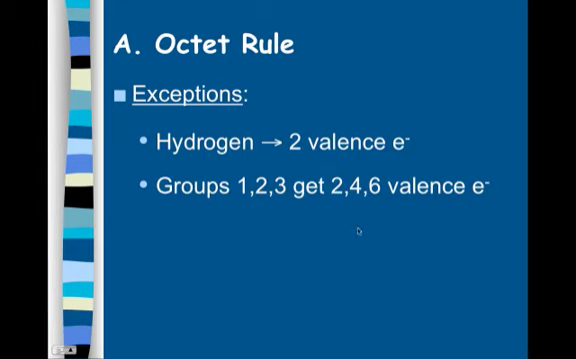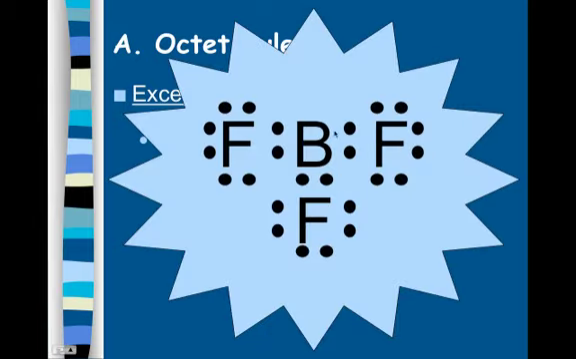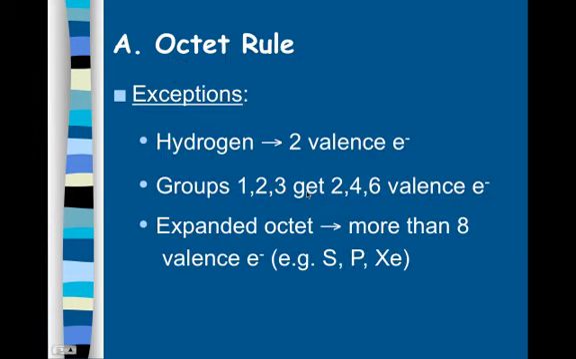Not that confusing. I'm going to show you with an example of boron. Boron is in group 3 on the periodic table, and it wants 1, 2, 3, 4, 5, 6 electrons in its valence shell. Remember, fluorine is not in that group. It still wants to have 8, and if you look at each of the fluorines around here, each of them has 8.